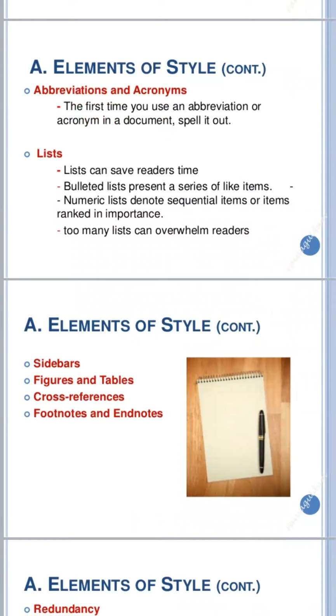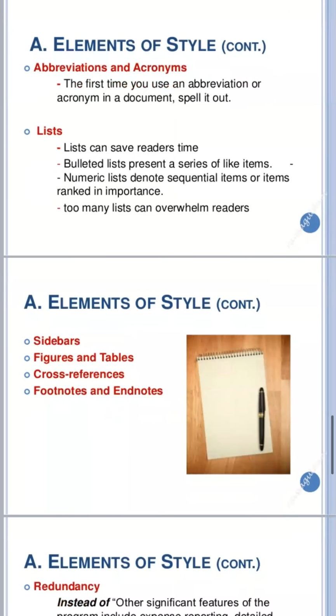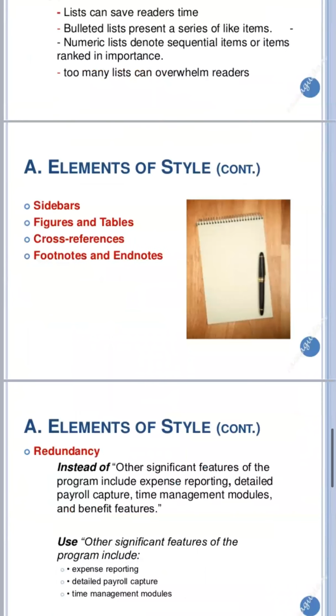Then elements of style also include abbreviations and acronyms. If you have used abbreviations and acronyms, please spell them out completely as well. And all the things that you have mentioned, put them into numbers, bullets, or lists. So go for this while writing.